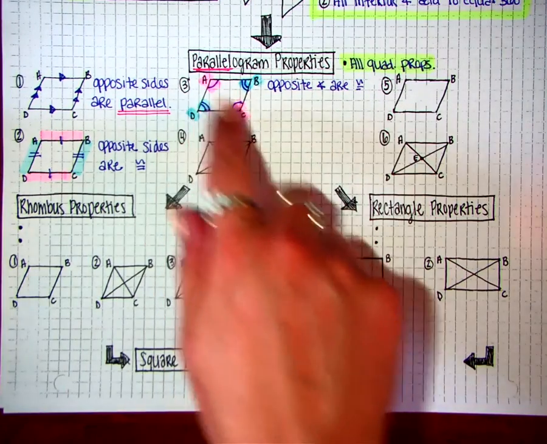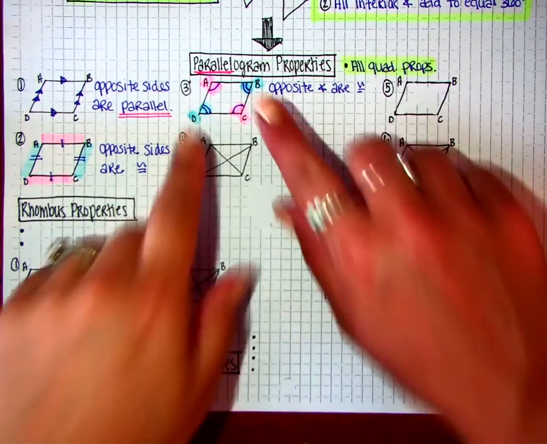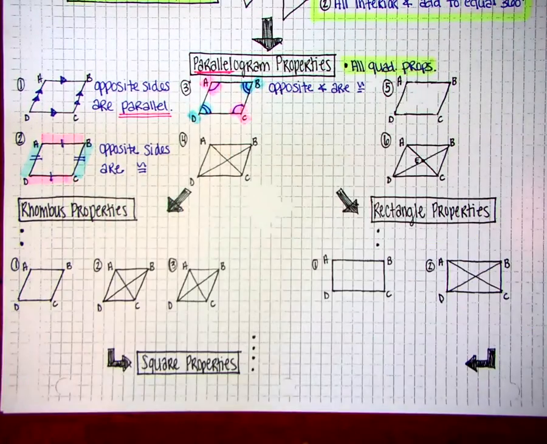A is congruent to C. They look identical. B is congruent to D. They also look identical.